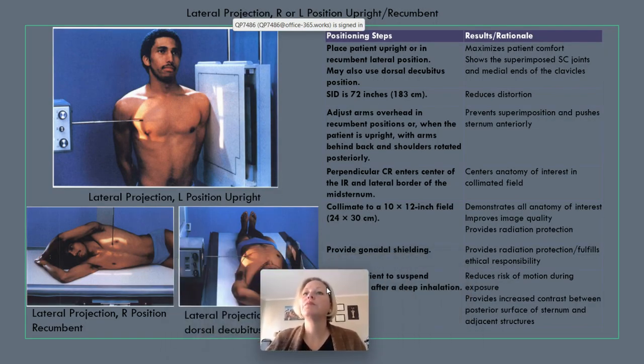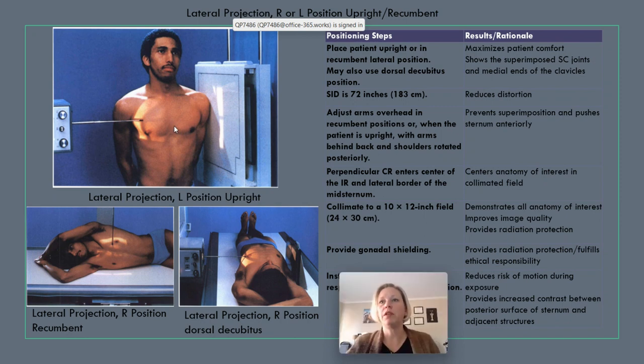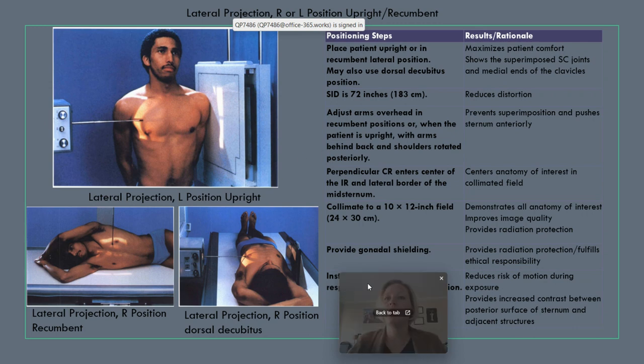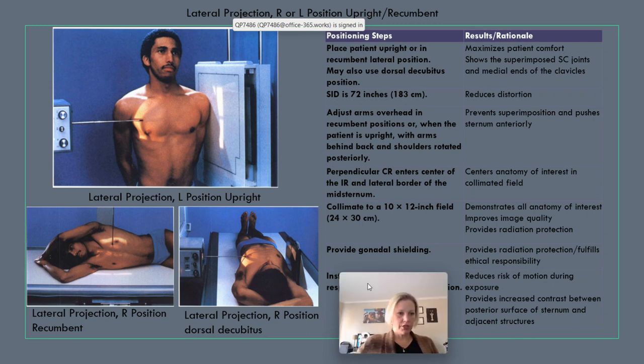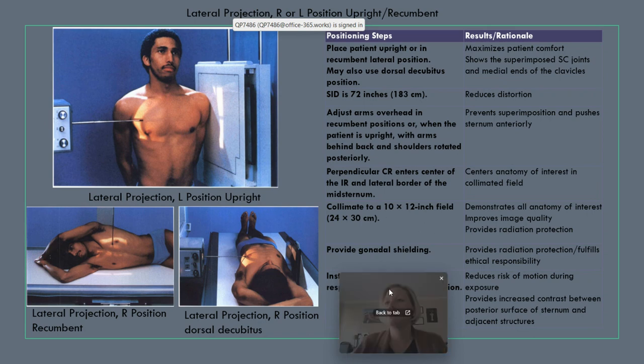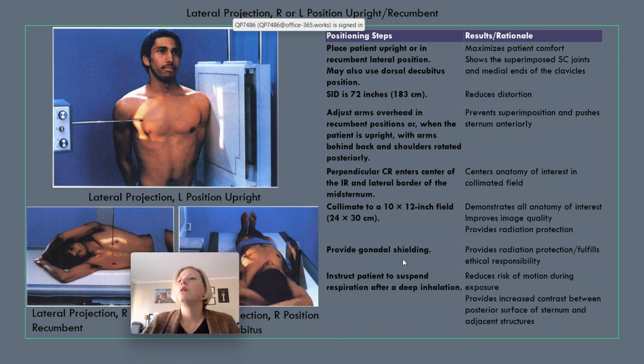All right. So in our top image here, we have a lateral projection. This is the left position, and the patient is upright. Then we have a lateral projection, right position, and patient is recumbent. And here we have a lateral projection, right position, dorsal decubitus. So your patient is going to be upright or in a recumbent lateral position or dorsal decubitus, depending on your patient condition and what they're able to do.